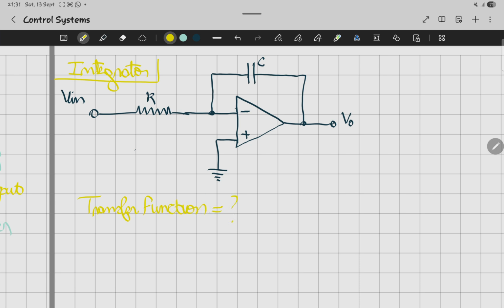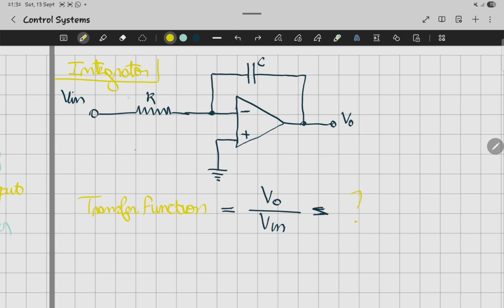So we need to find the transfer function, and the formula for the transfer function is equal to the output over the input. Okay, so in our situation we need to find this, the output over the input. This is where we have our input, and this is where we have our output.